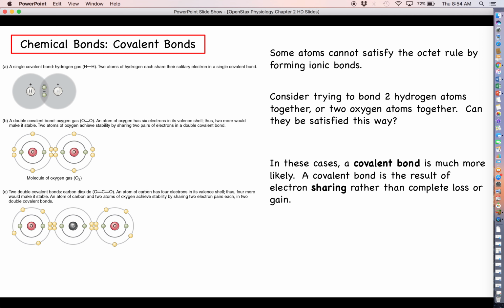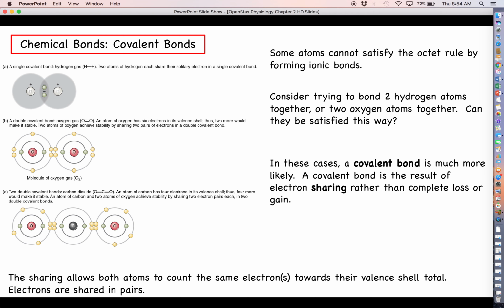So for cases like this, we are going to use covalent bonding instead. Covalent bonding is different because rather than completely transferring, completely gaining or losing electrons, we are sharing electrons. So we are spreading the love around.